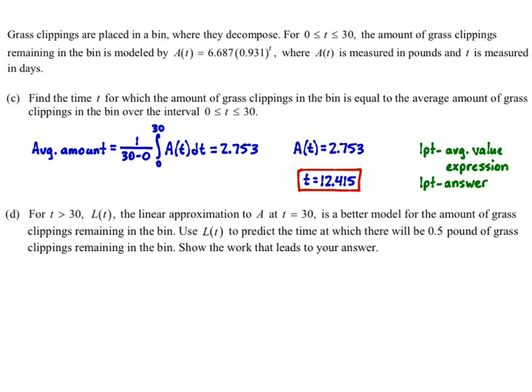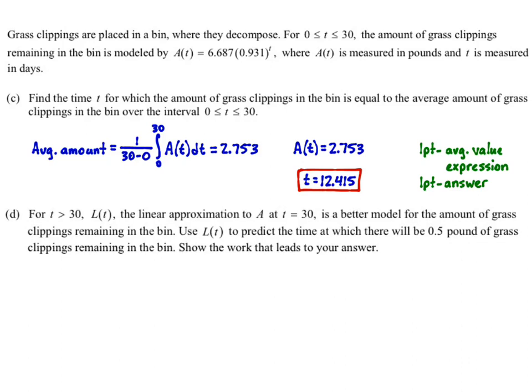For part D, it says for t is greater than 30, so notice that this a function only represents the time from 0 to 30. So for values greater than 30, it says that L of t, which is the linear approximation to a at t equals 30, is a better model for the amount of grass clippings remaining in the bin. Use L of t to predict the time for which there will be 0.5 pounds of grass clippings remaining in the bin.